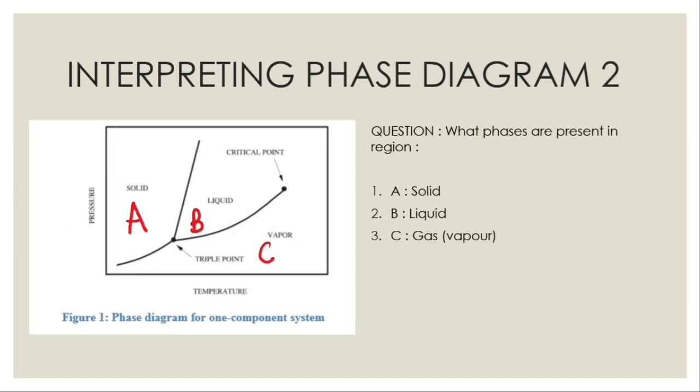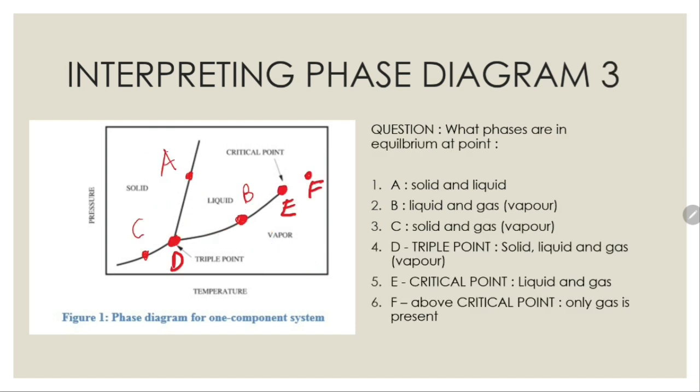So what phases are present in region A? A is solid, B is your liquid, and C is vapor, or mostly we will write it as gases. Next, what phases are in equilibrium at point A? So A is in between solid and liquid, therefore it is solid and liquid in equilibrium. So we're going to write it as solid in equilibrium with liquid.